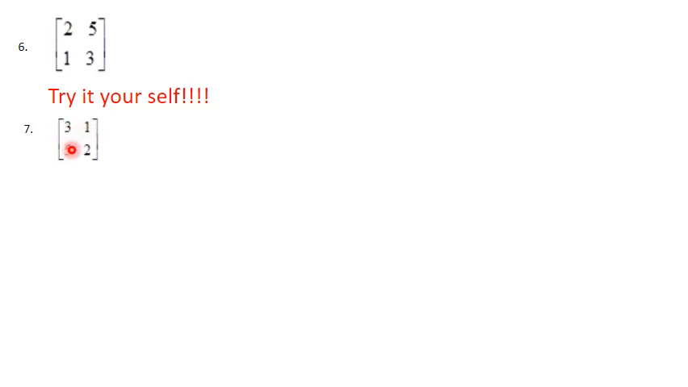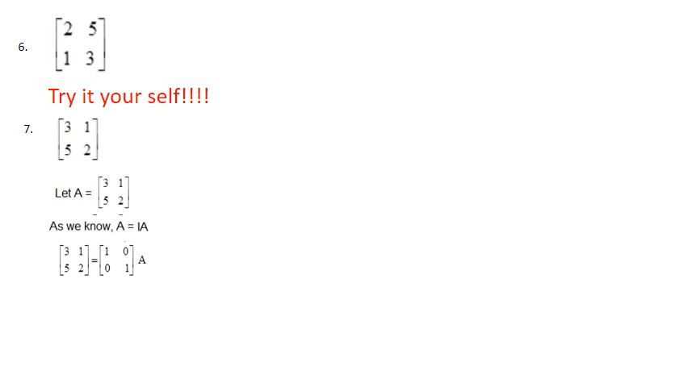Now move on to the sixth question, that is the 2 by 2 matrix 2 5 1 3. Please do it yourself. Question number 7, 3 1 5 2. It is a 2 by 2 matrix. We have to find the inverse of this matrix. As before, we assume the matrix as A, 3 1 5 2. Then write the statement A equals IA. Substitute the values. A is 3 1 5 2 equal to I, the identity matrix, into A.